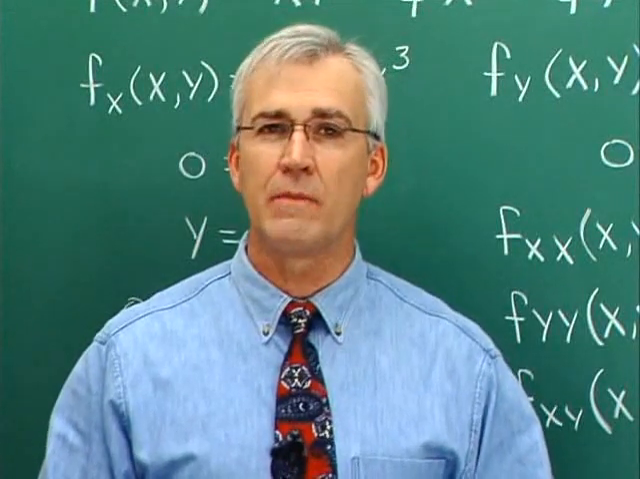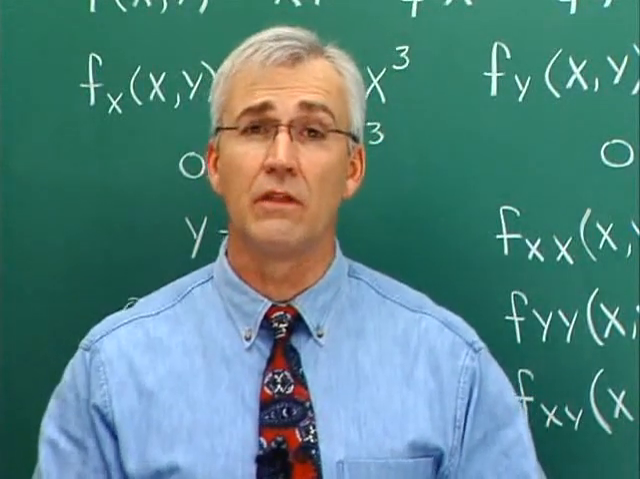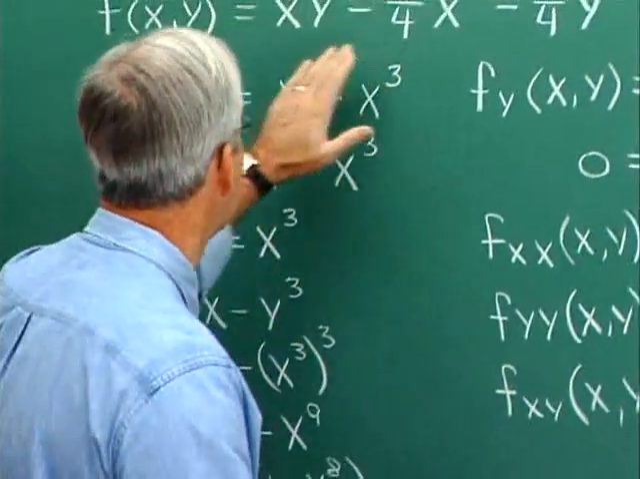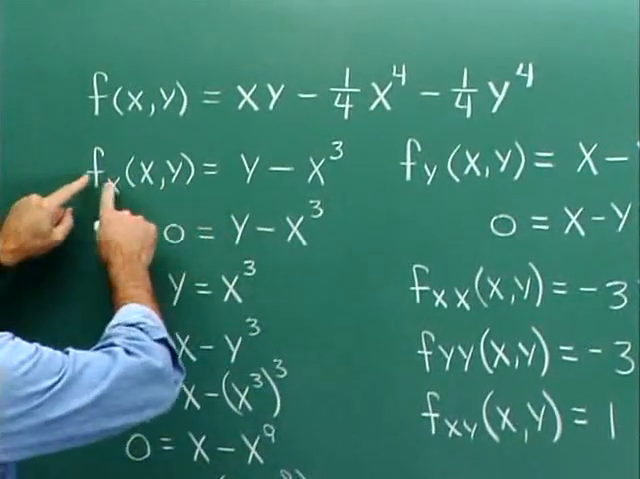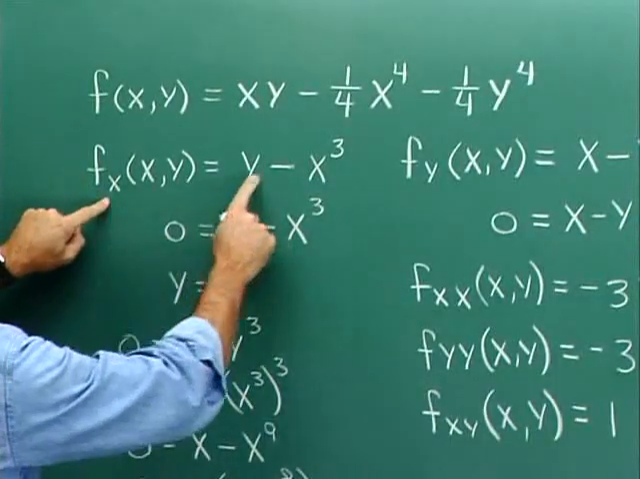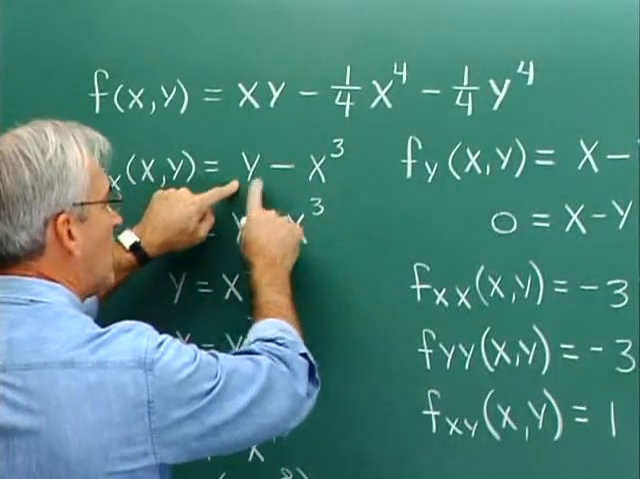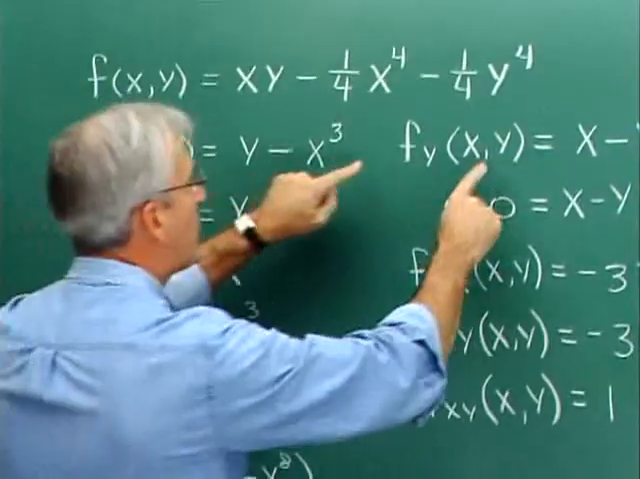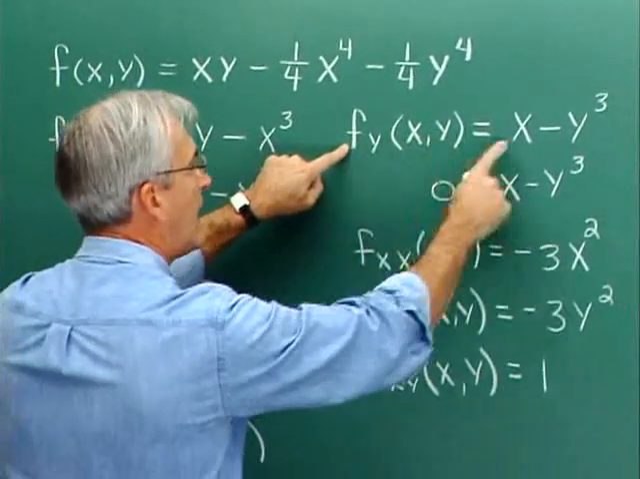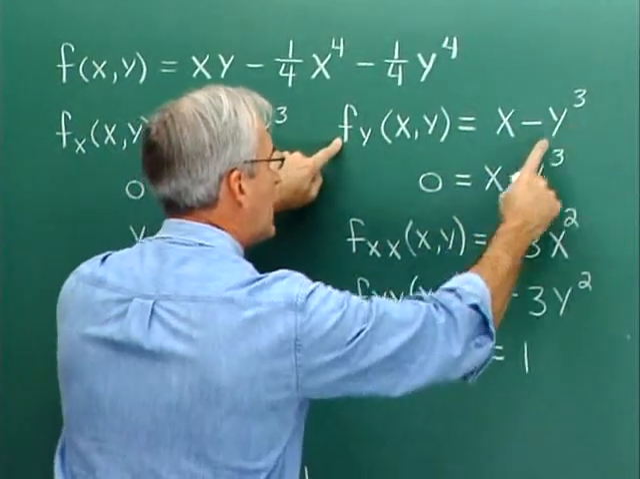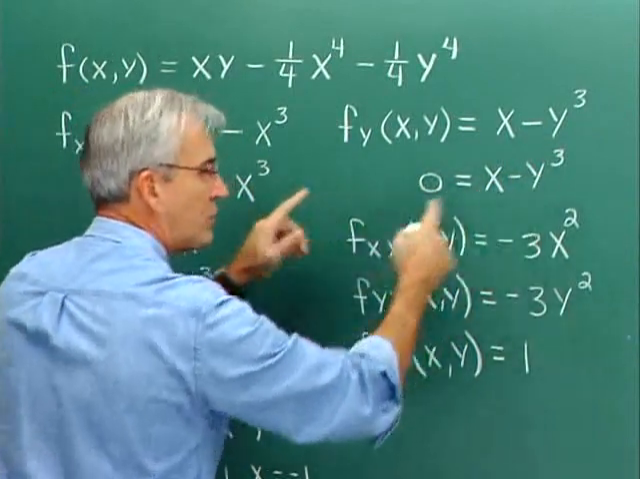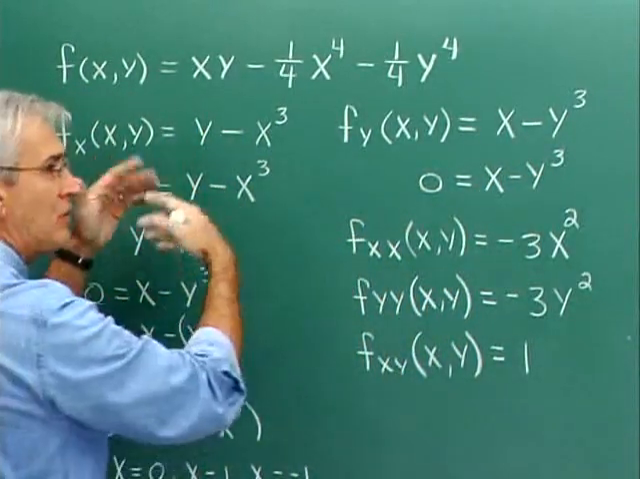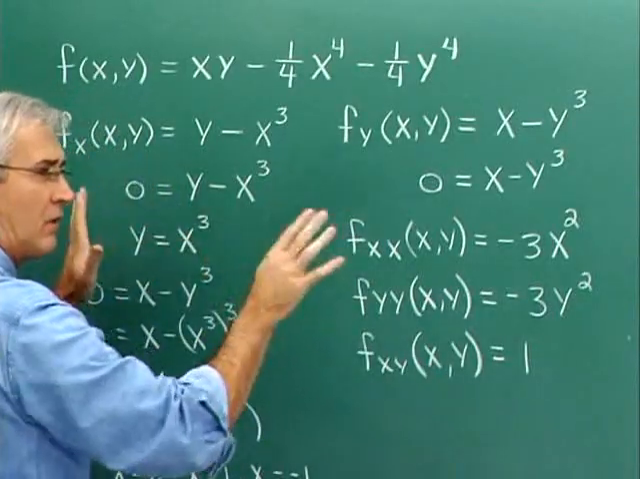Let's find relative maximum and minimum points on the graph of this function. Now this function is a bit more complicated than the one before. The first partial derivative in terms of x is y minus x cubed. Notice it involves both letters here. The first partial derivative in terms of y is x minus y cubed. Now in the previous example, these equations were trivial. We could find a value for x and y in each of them outright.